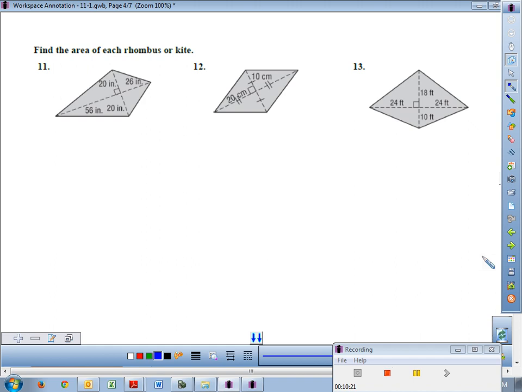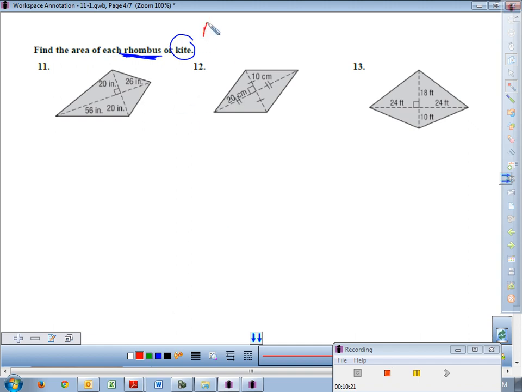A kite or a rhombus? A rhombus has two different formulas depending on what you have. It's got area equals base times height, like we did in the first few problems. It's also got this one, which is the formula for area of a kite, which for some reason I just noticed is not on your cheat sheet.